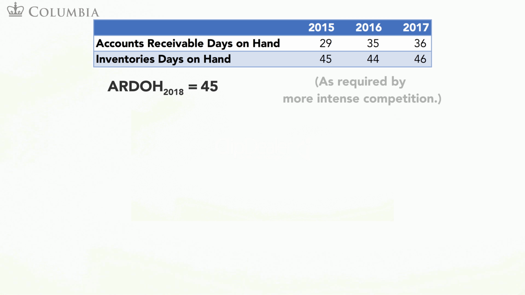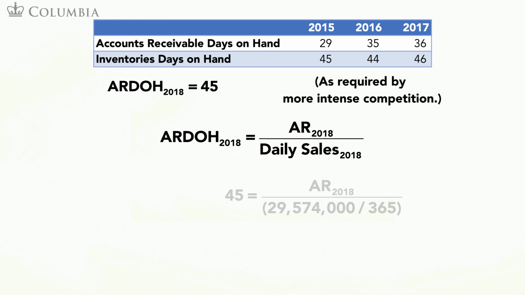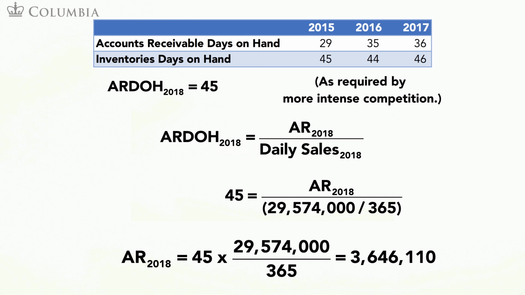I will assume the second scenario and hence will forecast accounts receivable days on hand at 45. Let's now solve for accounts receivables. Recall the definition of accounts receivable days on hand. We know accounts receivable days on hand for 2018, and we also know sales in 2018. Therefore, we can solve for accounts receivables.